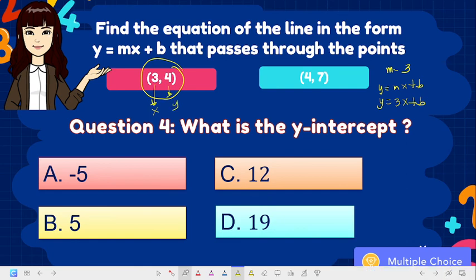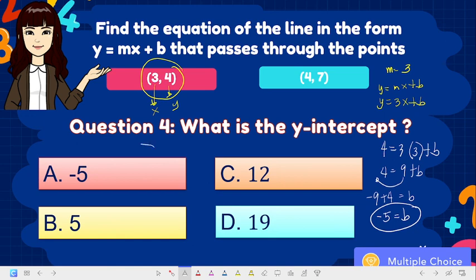So let's substitute that. So y is 4, equal to 3 times 3 plus b. So 4 is equal to 3 times 3, we have 9 plus b. So transpose 9, that will become negative 9 plus 4 is equal to b. Negative 9 plus 4, that is negative 5 is equal to b. And this is the answer. So the answer is letter A, negative 5.